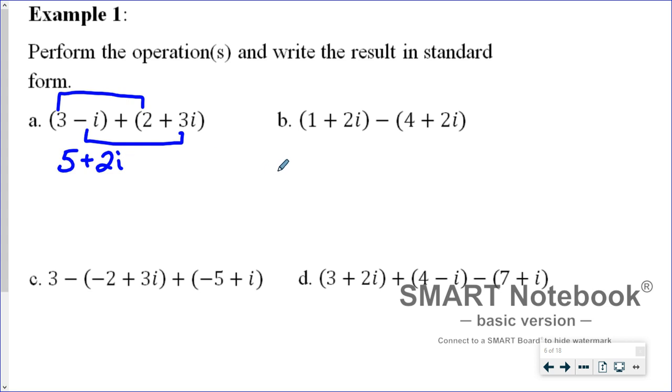It's essentially the same as just combining like terms, right? Your constant terms here, 3 and 2, are like terms. And your imaginary parts, -i and +3i, are like terms. So -i plus 3i, of course, is plus 2i. So go ahead and take a moment to work these next few out on your own.